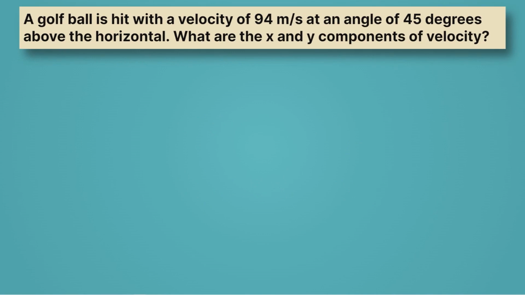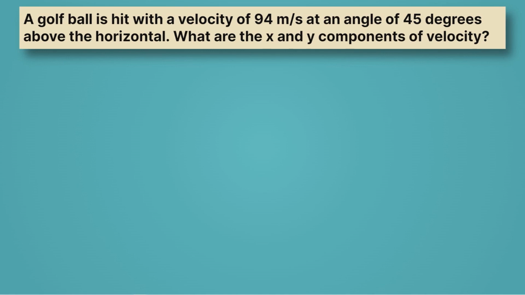All right, let's practice these ideas. First of all, you pause the video and give this a try, and then come back. All right, so we're told that a golf ball is hit with a velocity of 94 meters per second, and we're told the angle, 45 degrees above the horizontal.